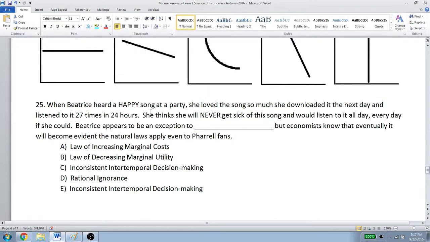But she thinks she'll never get sick of the song. She could listen to it all day, every day if she could, and Beatrice appears to be an exception to the law of decreasing marginal utility. But we know that she's not an exception to the law of decreasing marginal utility. She will, in fact, maybe not get sick of the song, but she's not going to want to listen to it 27 times a day for the rest of her life. She will scale back. Economists know that eventually, even Pharrell fans will succumb to the natural laws of economics.